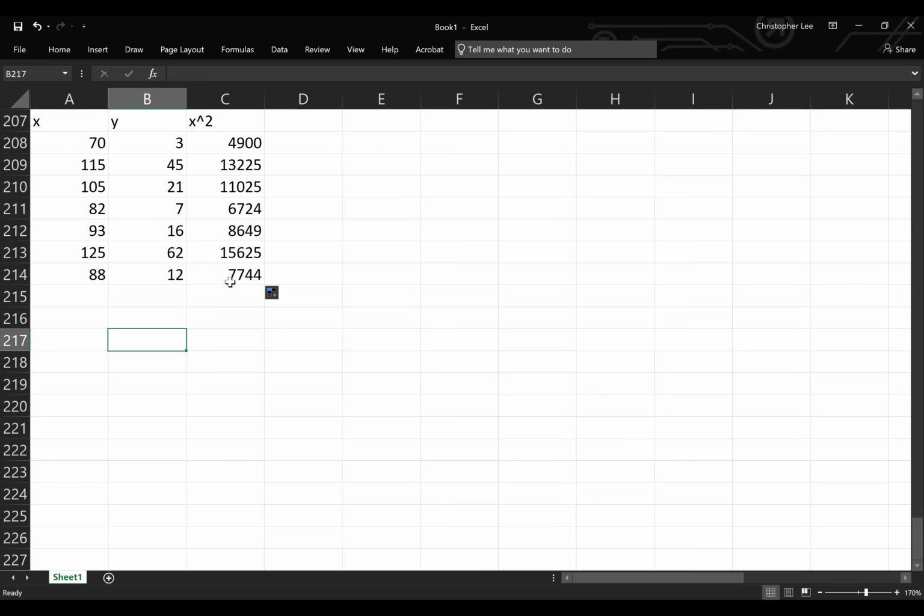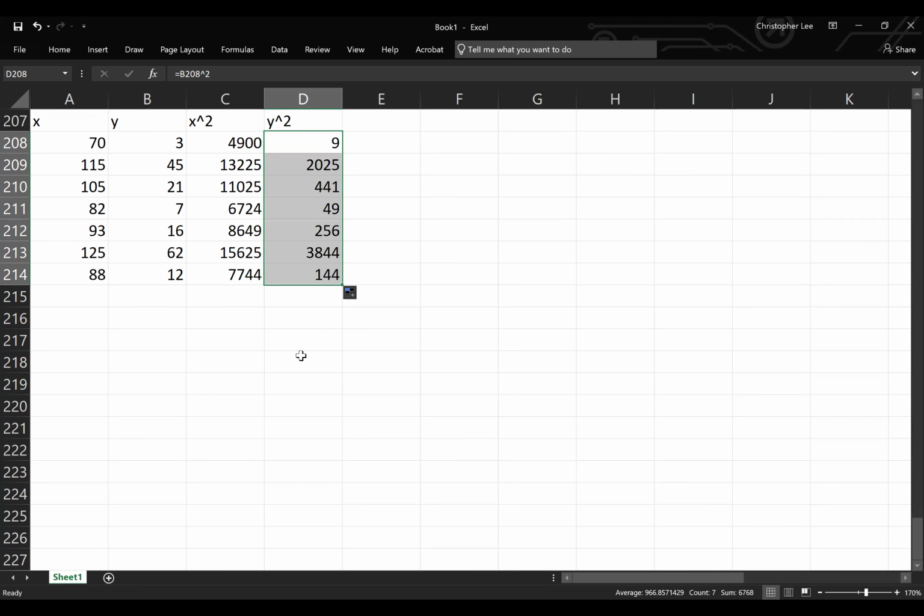That's x squared. The next column that I need is y squared. So literally the same thing. I'm gonna take the y values and raise them to the second power. So 3 raised to the second power is 9. Then I'm just gonna do that to the rest of them. And there it is.